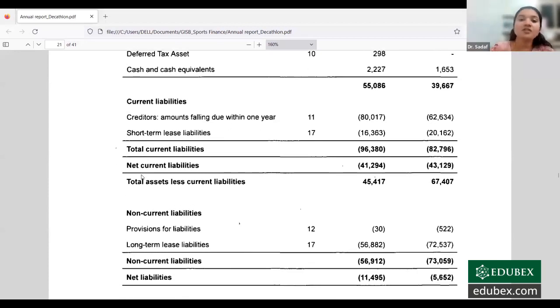So any provisions which they are creating for liabilities, for expenses, for payment of taxes, any long-term lease liabilities, okay, lease liabilities which need to be paid in the future over a long span of time, maybe 3 years, 5 years, or more than that. So this is what you will see in any company's balance sheet, and the asset side and equity and liability side needs to tally.